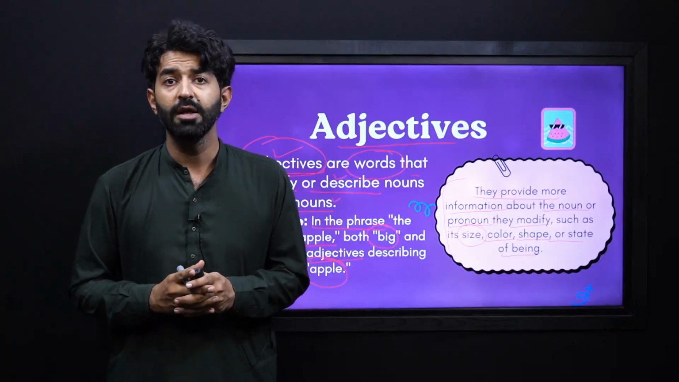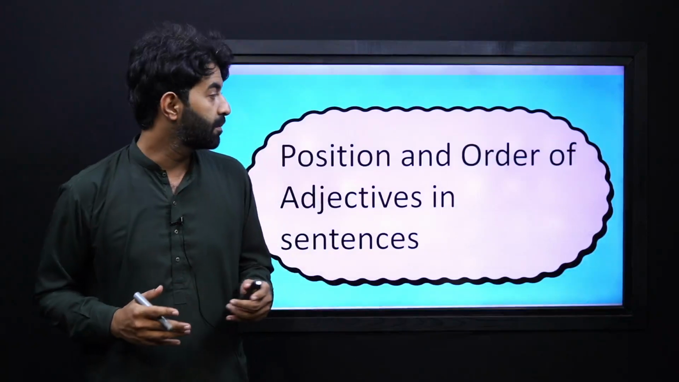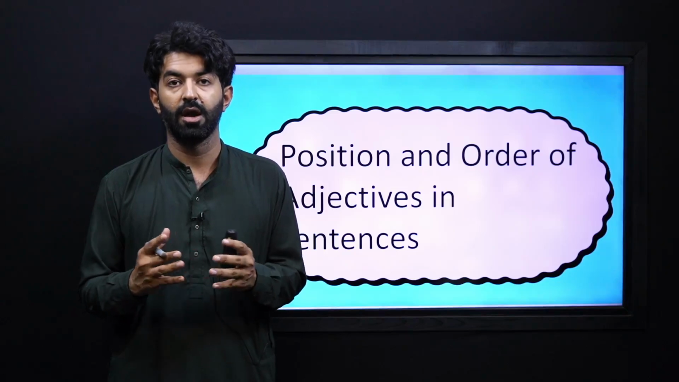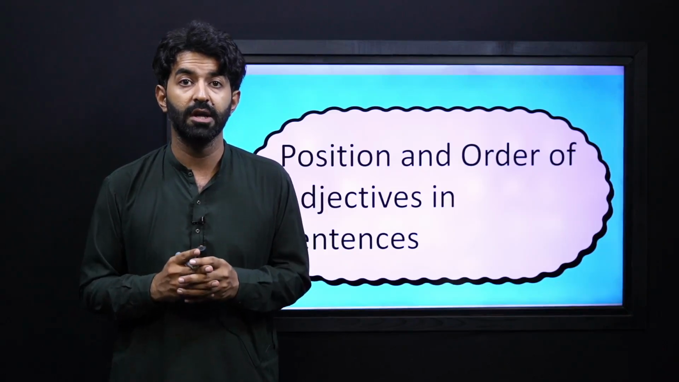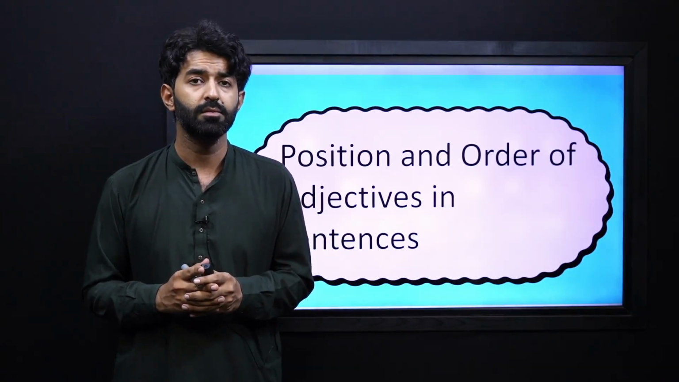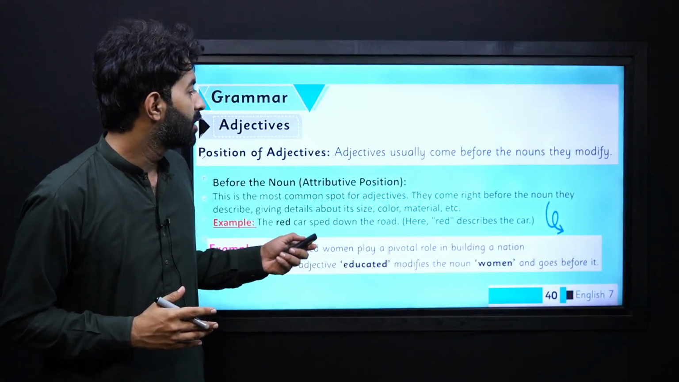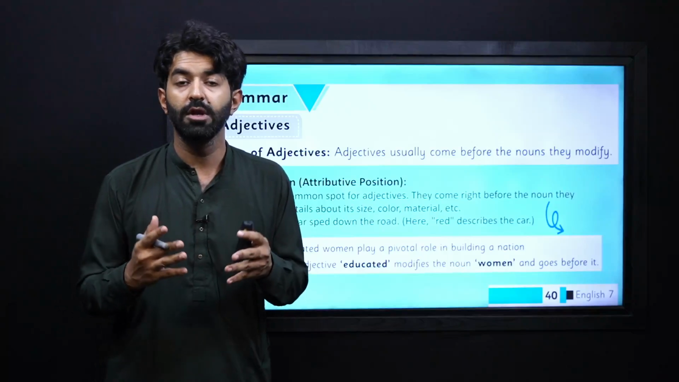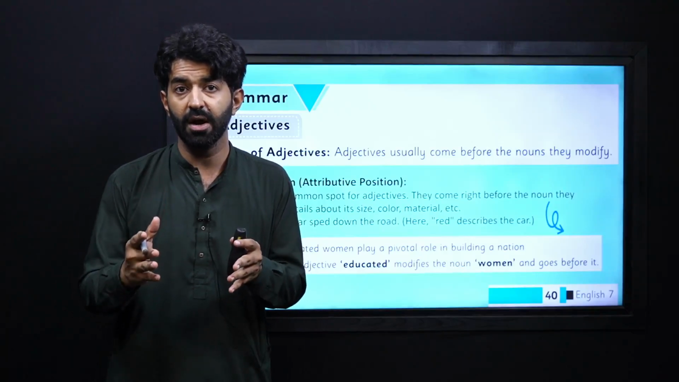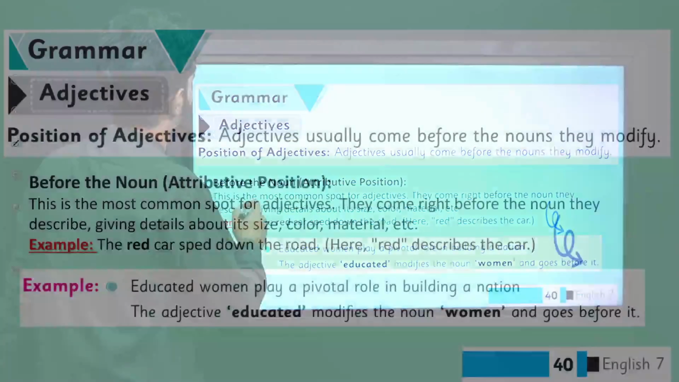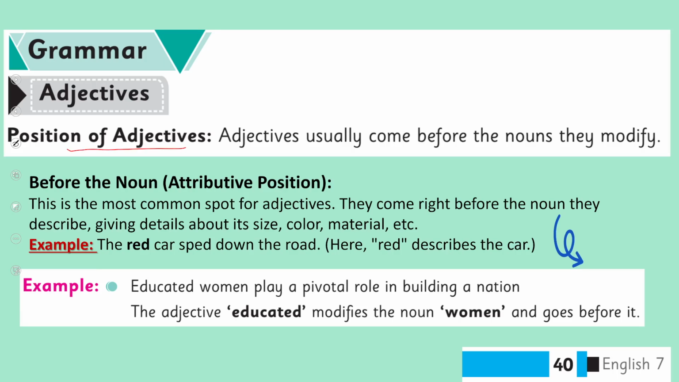And now let's move on to our main topic, which is about position and order of adjectives in our sentences. This is our students' learning outcome that we need to achieve. So let's get going. So my dear learners, let's talk about why we need to learn about positioning our adjectives and ordering them also. So, position of adjectives. Adjectives usually come before the nouns they modify.